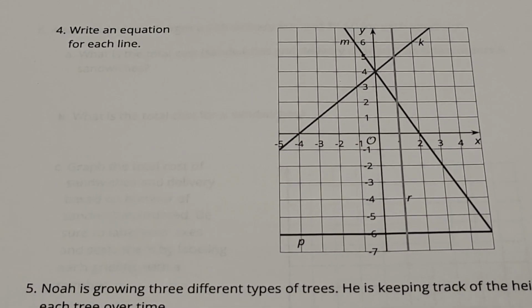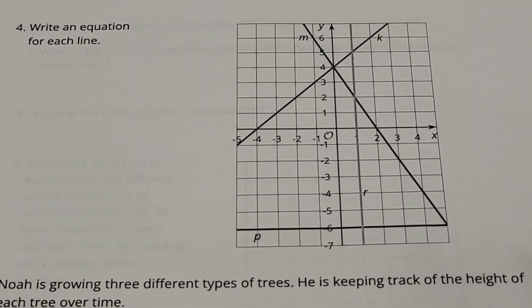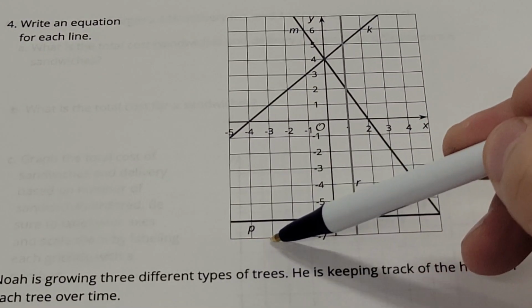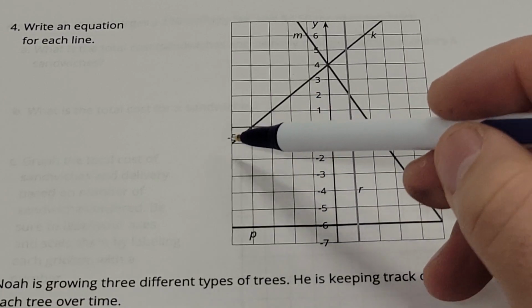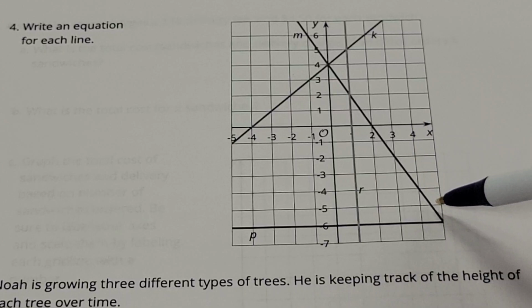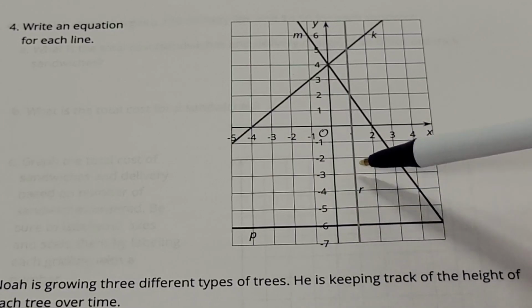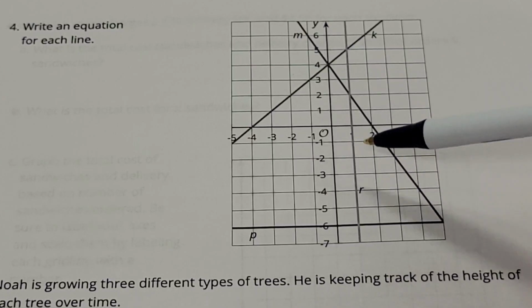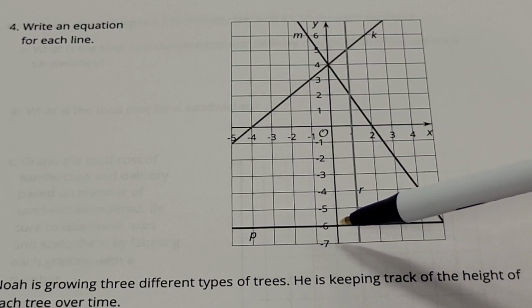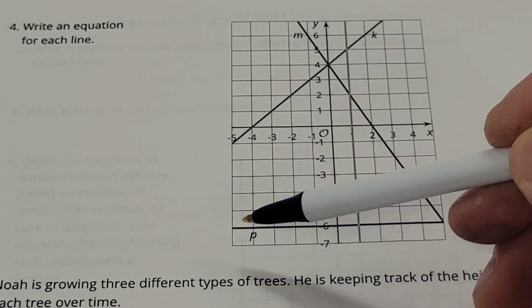All right, here we go. Write an equation for each line. The lines here are not really colored, so we've got to pay attention to the letters. I have line K right there, line M going down here, line R is straight up and down on number 1 of the x-axis, and P is straight horizontal on -6 of the y-axis.